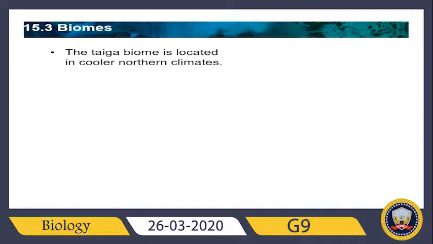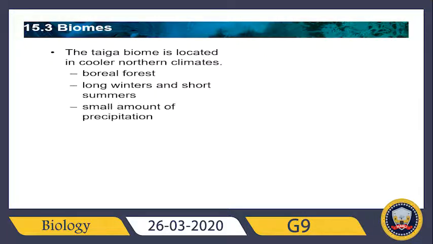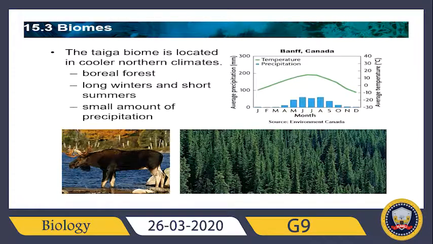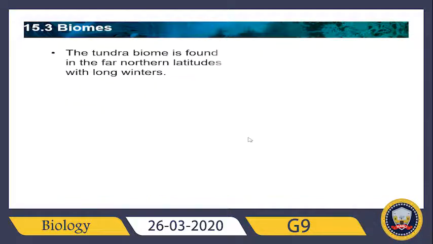So, the taiga biome is located in cooler northern climates. This is boreal forests, long winters and short summers, small amount of precipitation. So when you say taiga, you're thinking about northern Europe or northern Canada or the Urals in Russia. These forests are taiga biome because it's boreal forests, like virgin forests, long winters, very short summers, small amount of precipitation, but it's very cold.